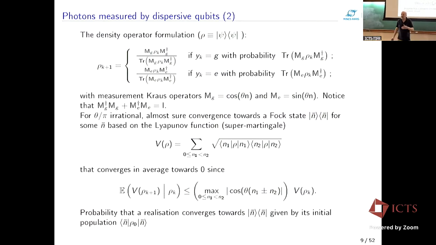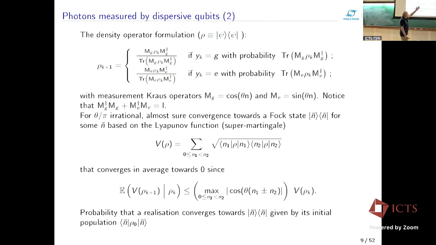For a stochastic system, you can imagine exactly the same thing: something that decreases in average. So if you have something that decreases in average, which is V in this case, which is positive, and you prove that it decreases to 0, you know that at the end, it is 0. You have to look at what are the rho such that V is equal to 0. And the rho where V is equal to 0 corresponds exactly to a Fock state.